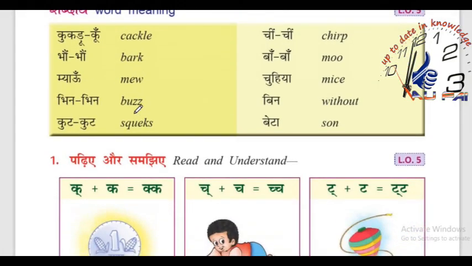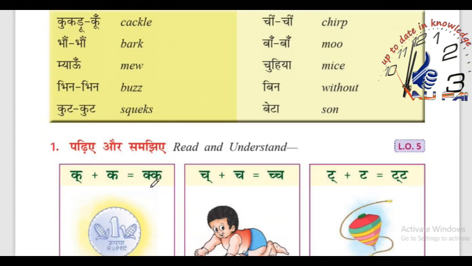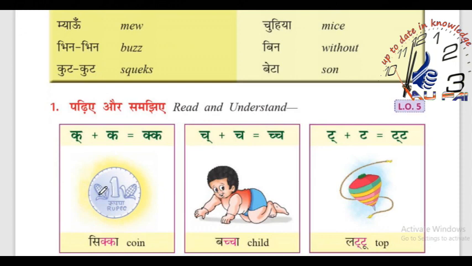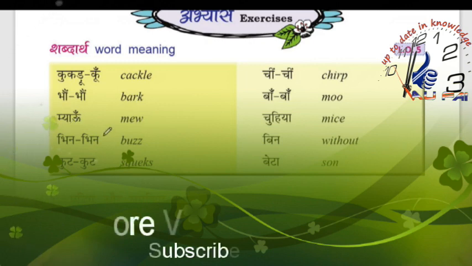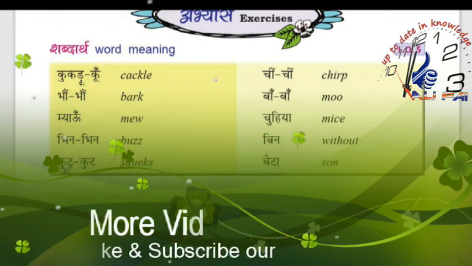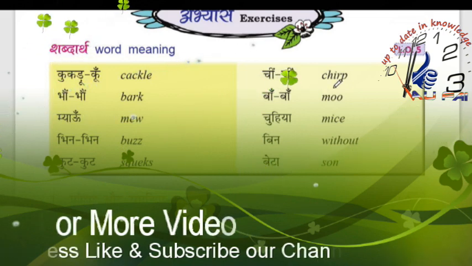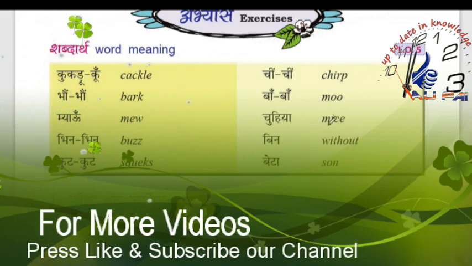See here, read and understand. Ikka, itcha, itta. The first one, sikka: that ka comes two times. The first ka is a half letter, and the second ka comes as a full letter with matras. Sikka means coins. Very good. So first we read the word meanings and learning objectives. Kukuduku cackles, bow bow bark, meow meow, bin bin buzzing, good good squeak, ching ching chirp, bang bang maw, chuhiya mice, bin without, beta sun.